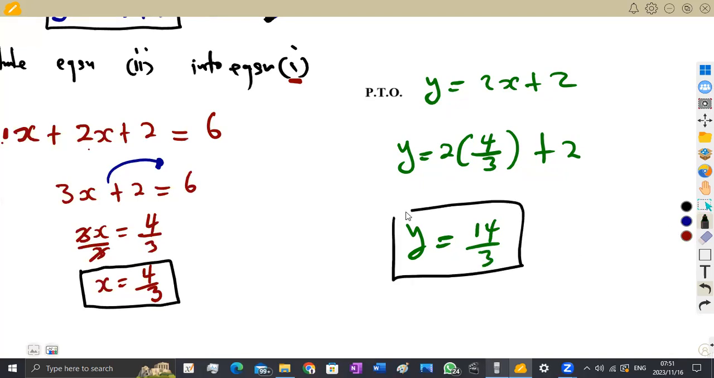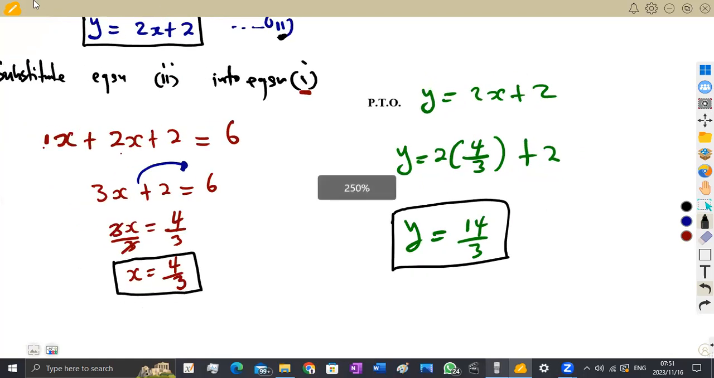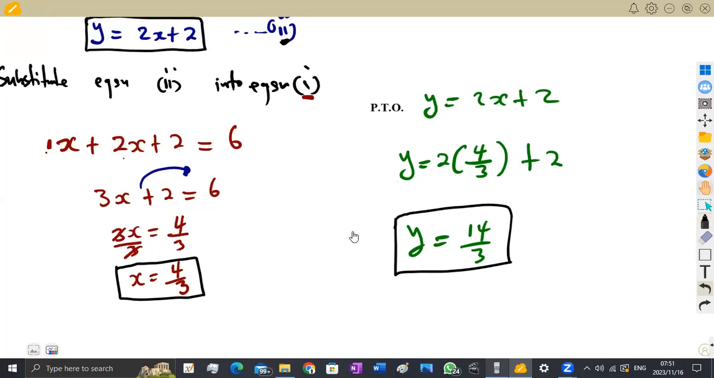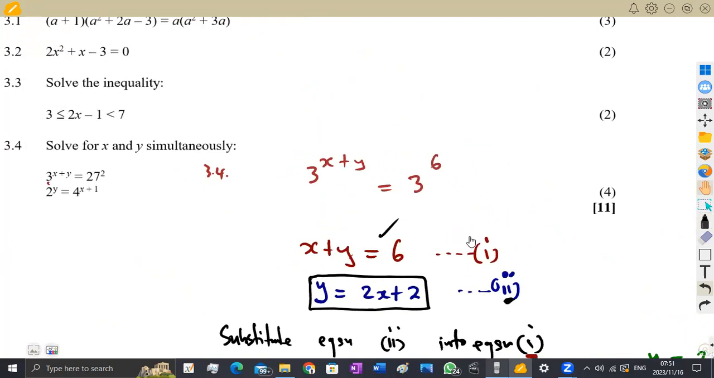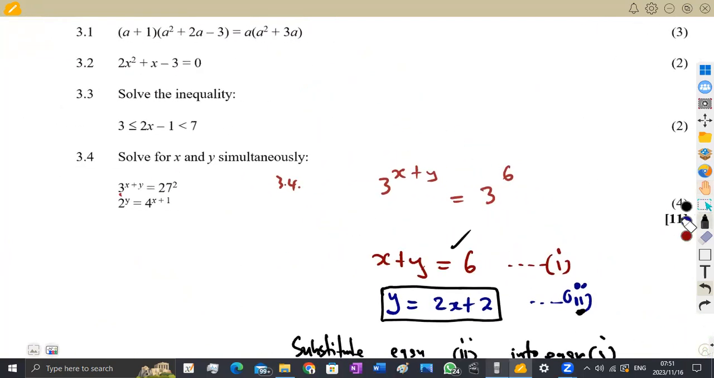So these are the expected values that we're supposed to have, x being 4 over 3 and the value of y being 14 over 3. So you just have to revise, like I said, as many questions as you can. So that was our question 3, everything on question 3 having 11 marks.